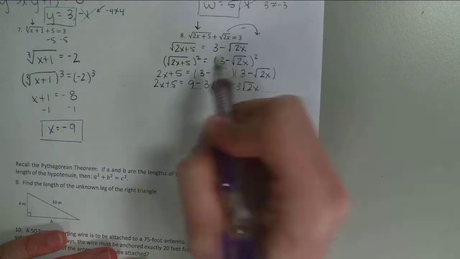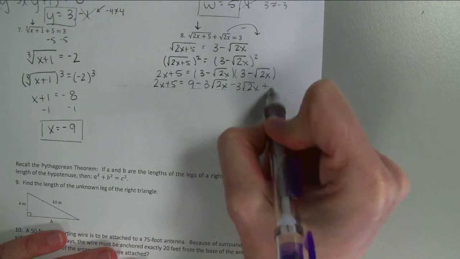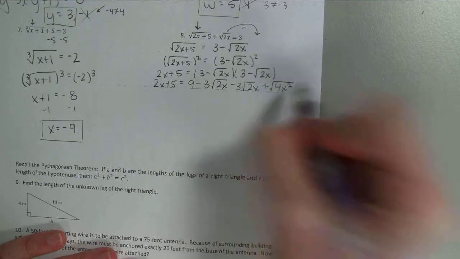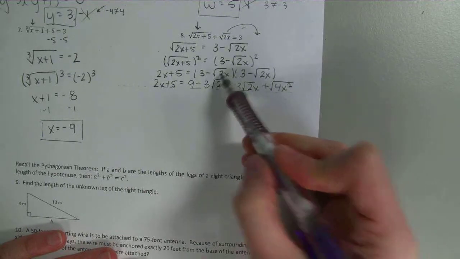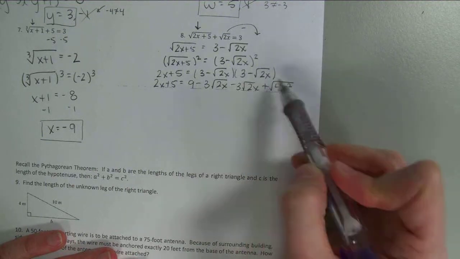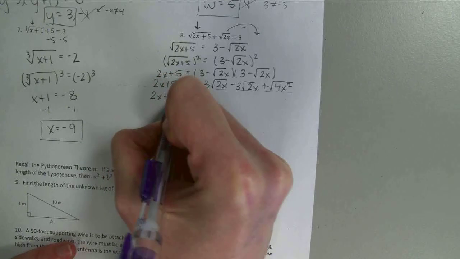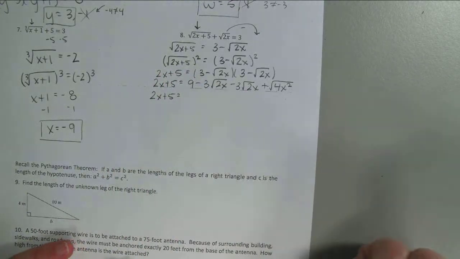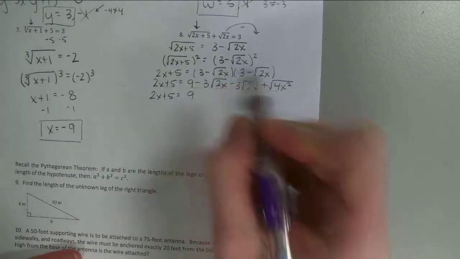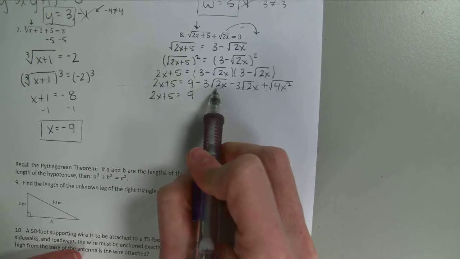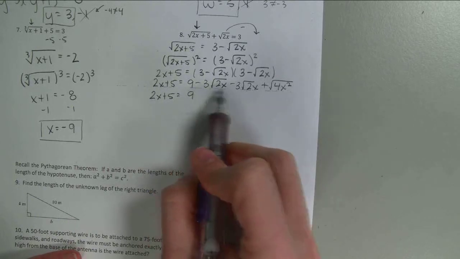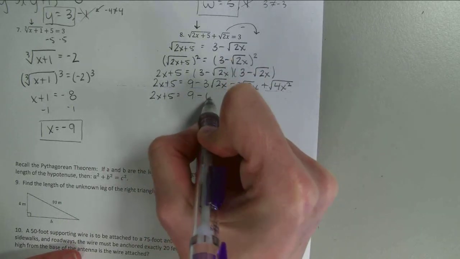And then a negative times a negative will be a positive, and what do we have? 4x squared, because they're both under the root, so we can do the math. 2 times 2 is 4. x times x is x squared. 2x plus 5, guys, is still going to hang out with us as we try to clean this up, okay? We have 9. And we have like terms. We have 2 root 2x's, but we have negative 3, negative 3. So we have negative 6 root 2x's.